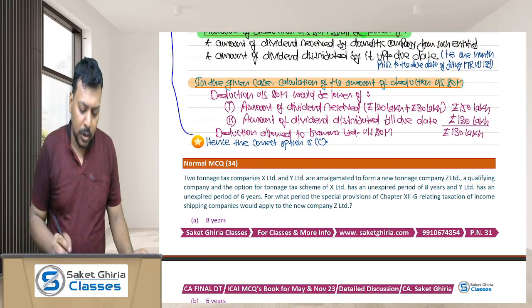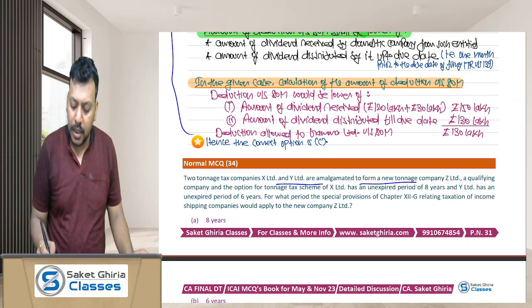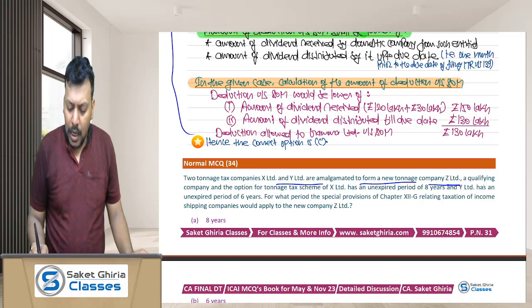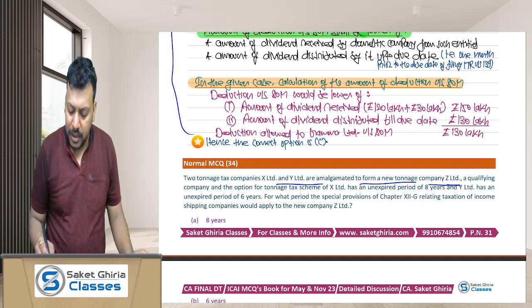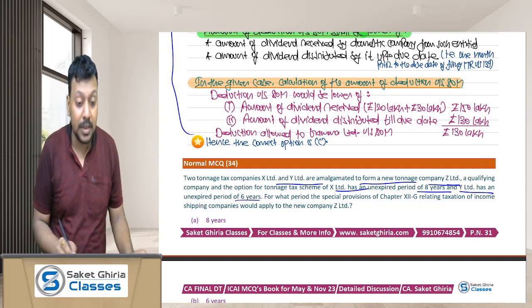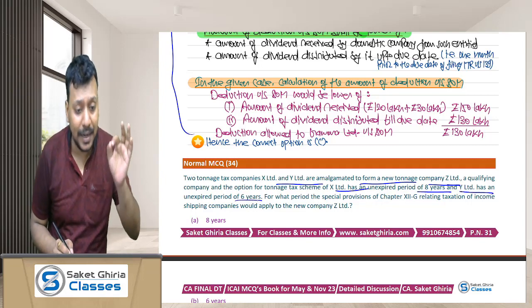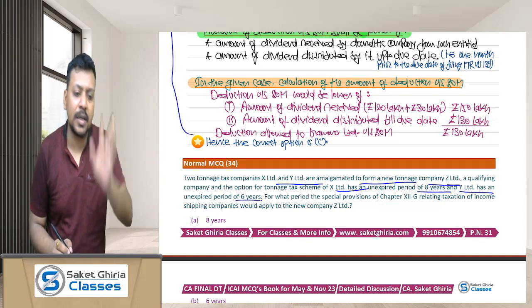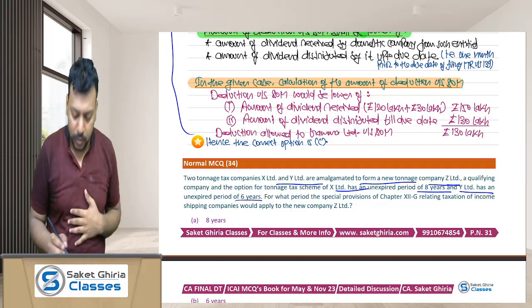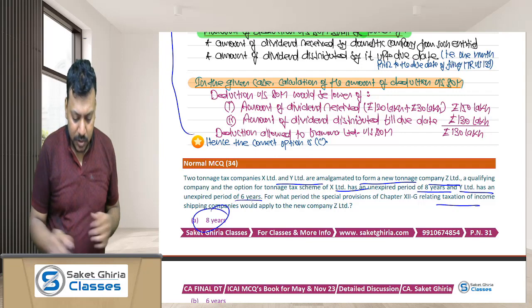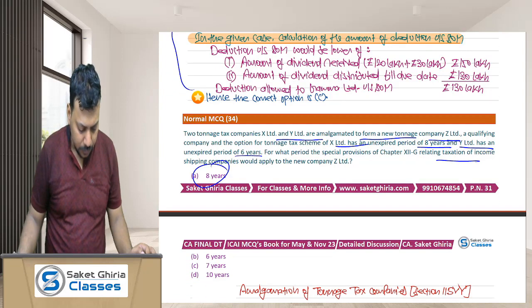So here, see, two tonnage tax companies X and Y are amalgamating to form a new company Z, a qualifying company, and the option for the tonnage scheme has been exercised. For X, the unexpired period is 8 years, for Y the unexpired period is 6 years, which is lower, so the higher is 8 years. So for Z, an unexpired tonnage tax period of 8 years would be allowed. So the correct option is 8 years, means A.